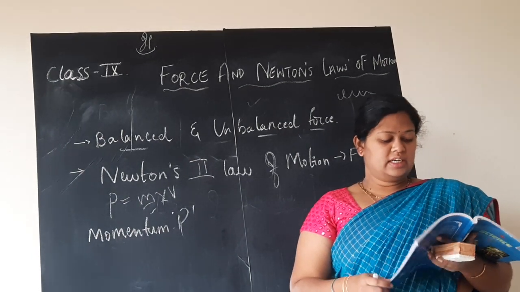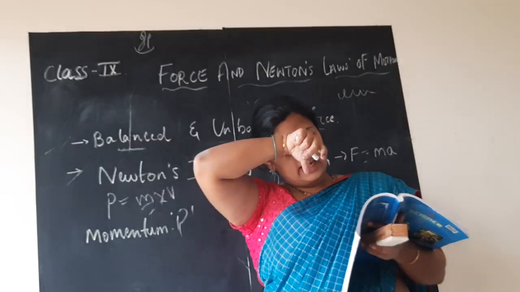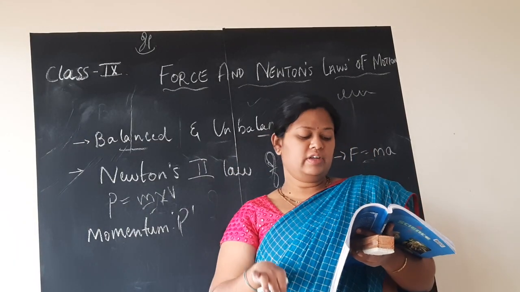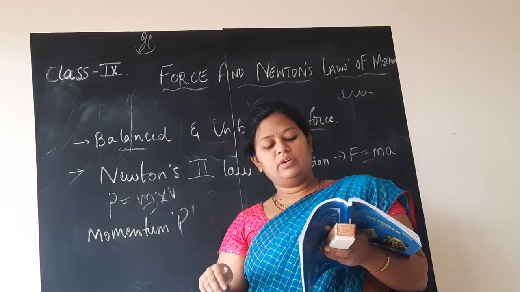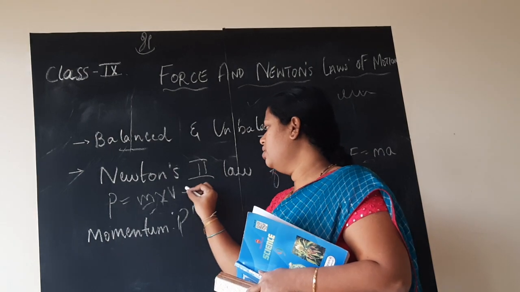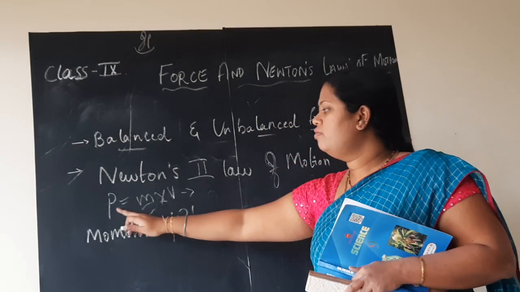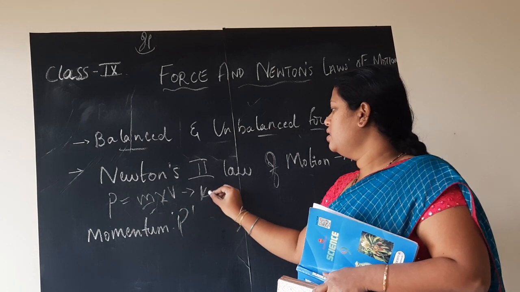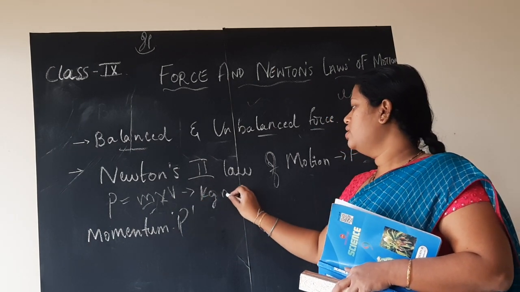That is what is said here. Momentum has both direction and magnitude. Its direction is the same as that of the velocity. The SI unit of momentum is kg meter per second. Why do you think its unit is kg meter per second? Now we know P is the product of mass into v. What is the unit of mass? Kg. What is the unit of velocity?